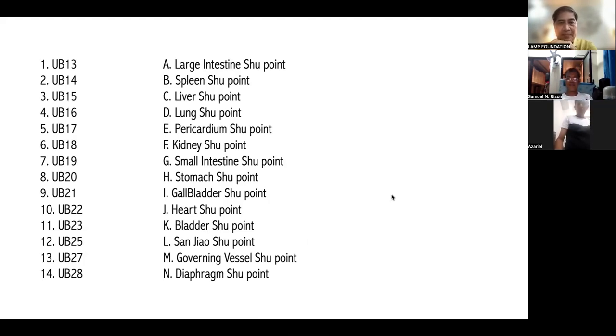Bladder 13, Doc, is letter D, lung shoe point. Correct. Number 2, bladder 14 is letter E, pericardium shoe point. Great. Bladder 15 is letter J, heart shoe point. Is that right, Doc? We should always be sure. Bladder 16, my answer is letter M, governing vessel shoe point. Very good. Bladder 17, letter N, diaphragm shoe point.